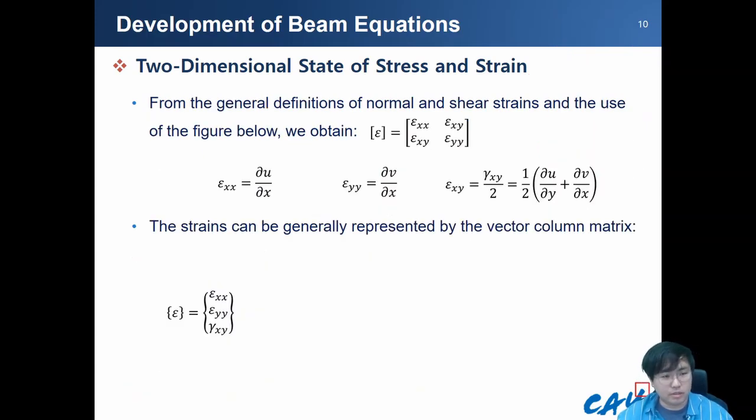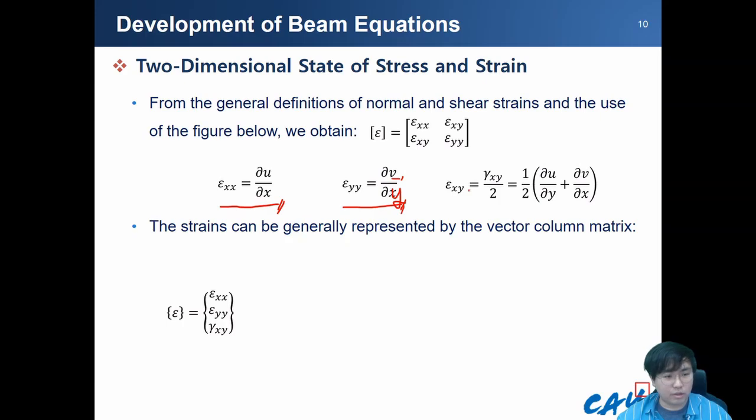Next is strain. In the one-dimensional case, we define strain as the derivative of the displacement component. However, in the two-dimensional case, we have one more displacement value in the y direction, so epsilon y is the derivative of the v displacement in the y direction, as a function of y, not x.